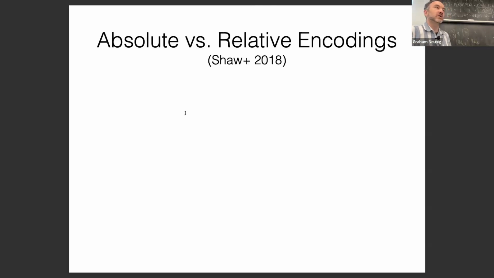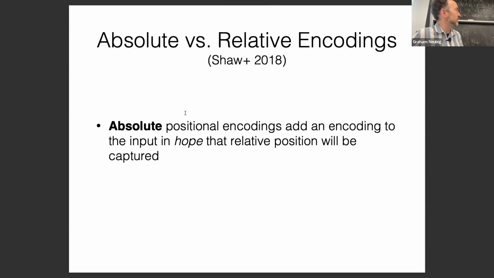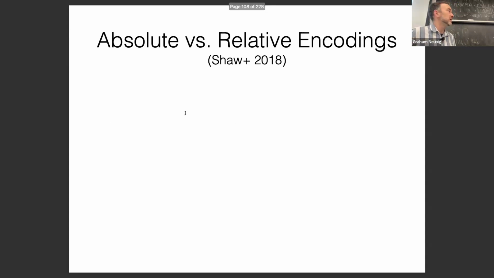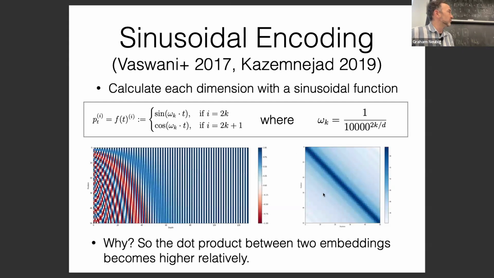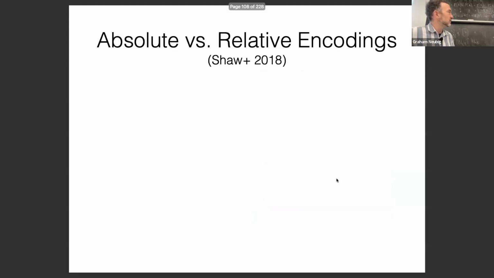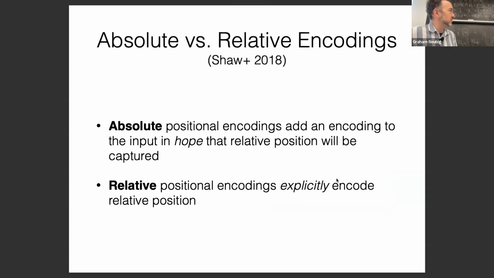There's also relative encodings, and relative encodings are now a very important part of our transformer models. Absolute positional encodings just add an encoding to the input and hope that the relative position will be captured. That's not a horrible assumption, especially if you specifically craft them so that the dot product between embeddings is close for close ones together. But the other option is relative positional encodings, that explicitly encode the relative position between the two things that you're attending between, the query vector and the key vector.